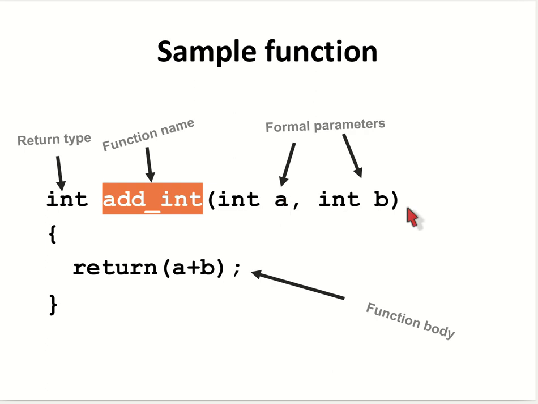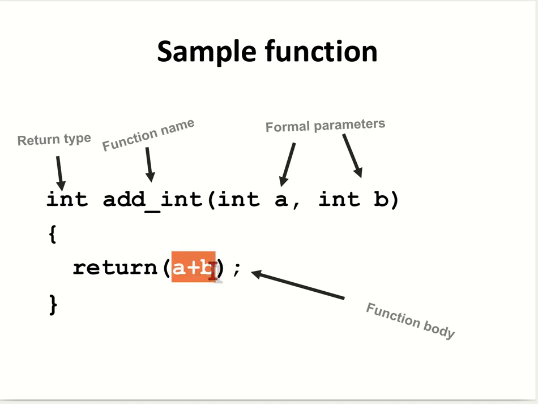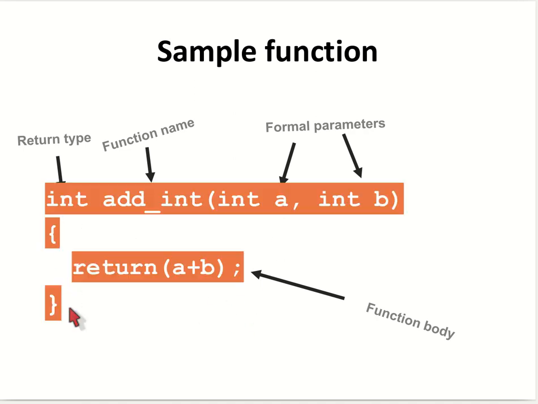These two, a and b, are known as what? The formal parameters. And after executing this, it is returning an integer typed data. So here we are accepting two integers a and b, and we are returning the sum of those two numbers as an integer. So this is our function body. This entire thing is known as a function declaration and definition.